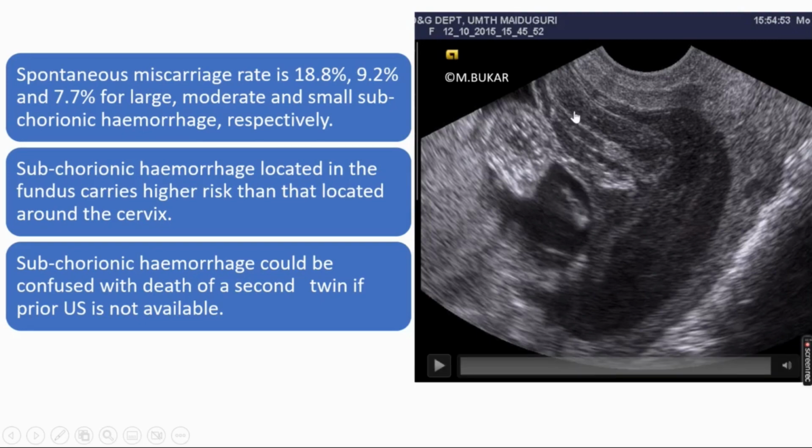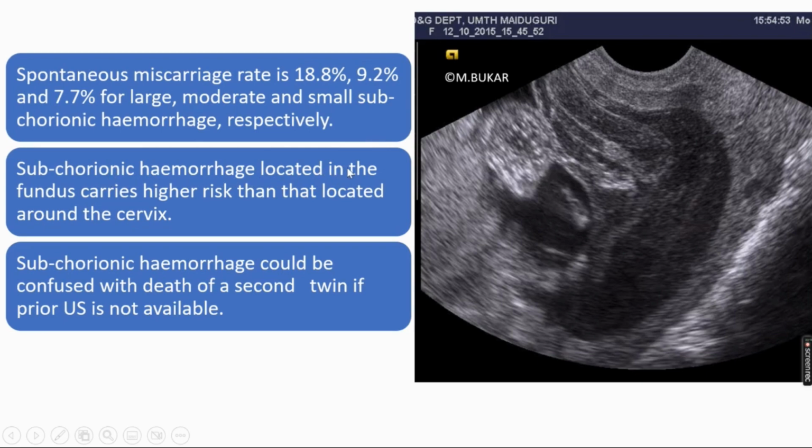This is the transvaginal image. This is the myometrium, anteriorly of the cervix, posteriorly of the cervix, cervical canal, internal os, and the large subchorionic hemorrhage. Spontaneous recurrence rate is 18.8% in cases of large subchorionic hemorrhage. This patient had spontaneous miscarriage.